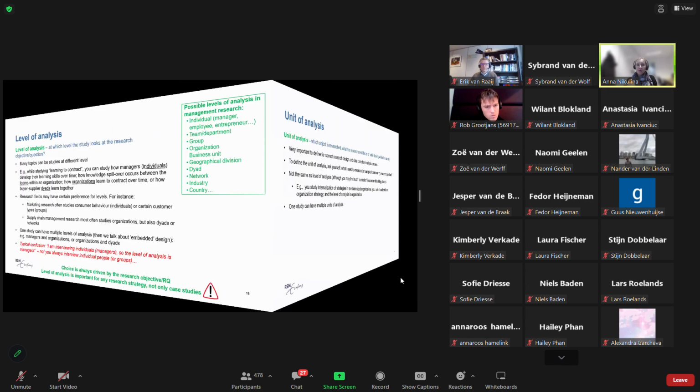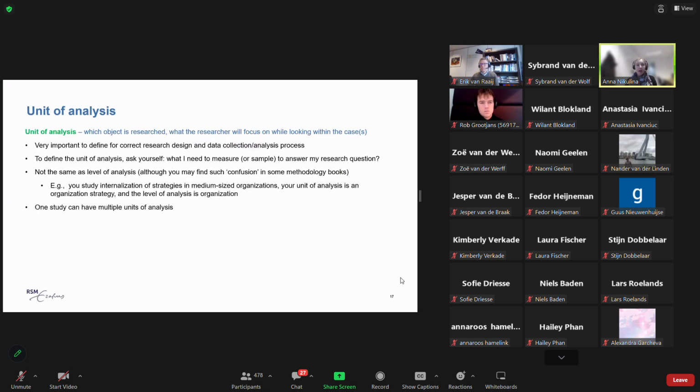Yeah, and one more thing is unit of analysis. This is really about which object is researched, so what the researcher is focusing on while looking at the cases. It's again very important to define, because you need to understand what you need to measure and what you need to sample to study your question. And it's not the same as the level. You do find a lot of this discussion blended into one in many books. I always prefer to split it, because I think otherwise it becomes too confusing and complicated. So unit is about what do I study, what do I measure. Level is at which level I want to study this.